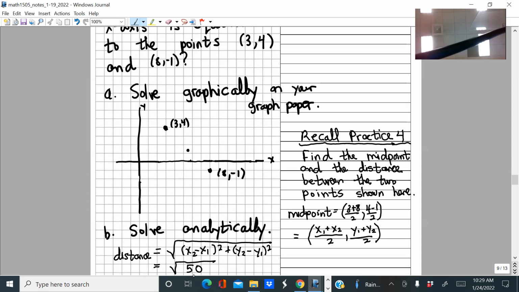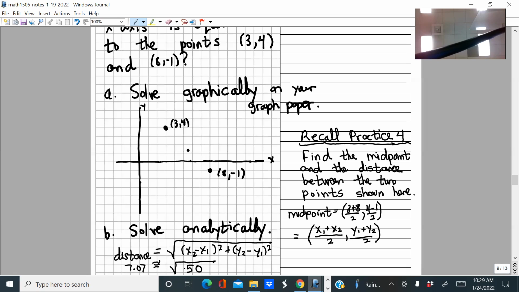So square root of 50 is the distance. That's approximately something a little bit bigger than 7. Is it 7.07? Yeah, so very slightly bigger than 7, because 7 squared is 49. So 7.07 squared apparently is close to 50.